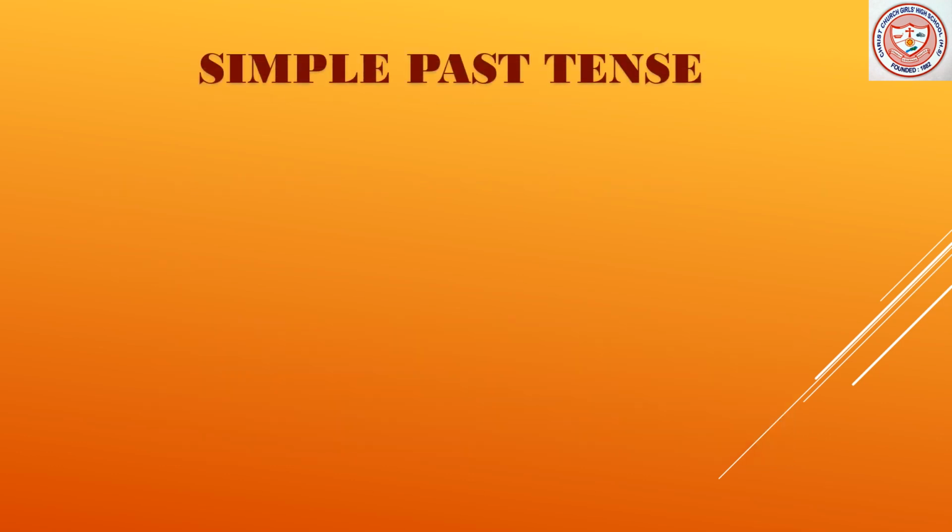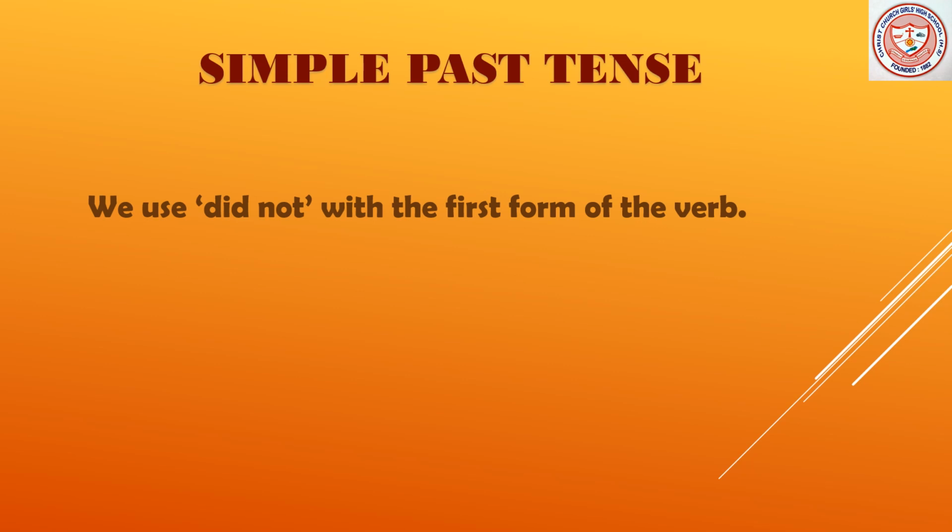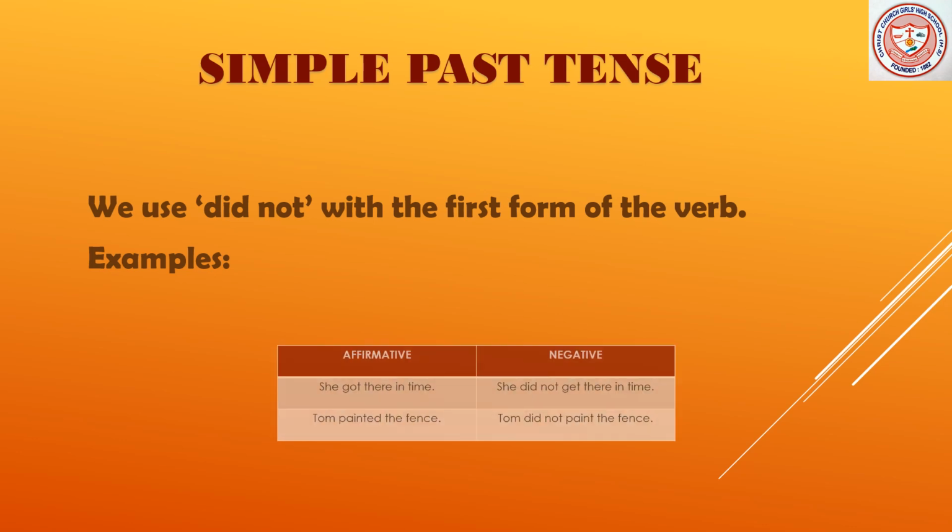Next, simple past tense. We use did not with the first form of the verb. That means whenever we get any past form of the verb, we can use these rules over here. So let's go through some examples.